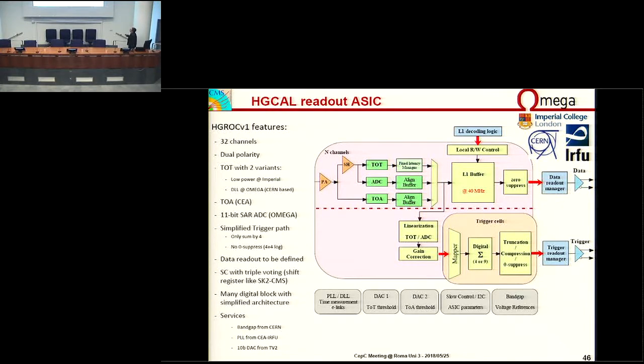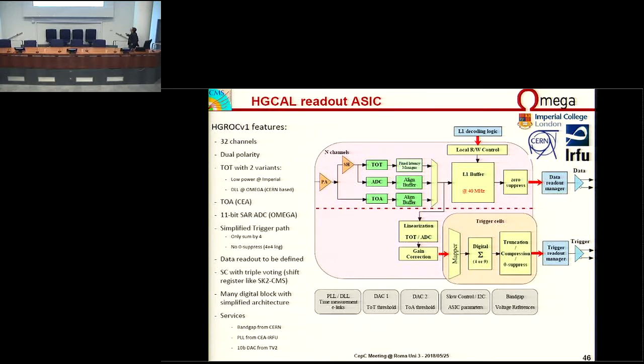So we will have a preamplifier followed by a shaper. We will measure the time of arrival. We will measure the time over threshold. So this is not connected here, but here. We will have a lot of digital part which will manage all of these signals coming from the TDC, the TOT, and the ADC, because the results will not be known at the same time. So we need to align everything.